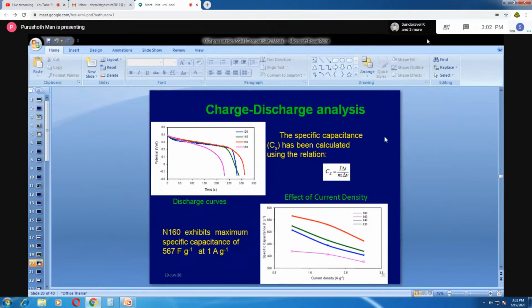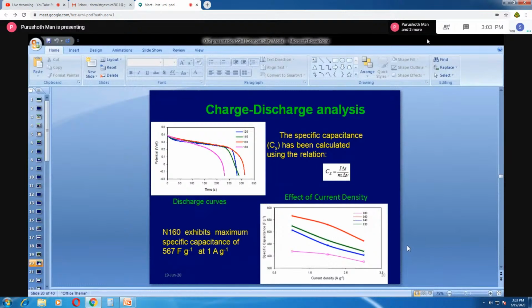Similarly, if you look at the charge discharge analysis, this is a discharge curve of the same nickel oxide samples prepared at different temperatures. The nickel oxide sample prepared at 160 degrees has higher specific capacitance. So nickel oxide prepared at 160 degrees Celsius exhibits a maximum specific capacitance of 567 farad per gram at a discharge current rate of 1 ampere per gram. The same discharge has been made for different current densities, namely 1, 2, and 3. The curve is shown here. That is the effect of current density.